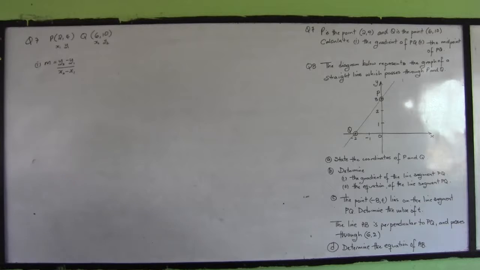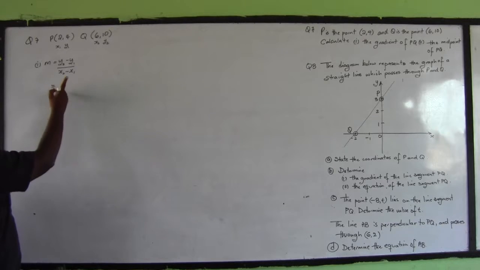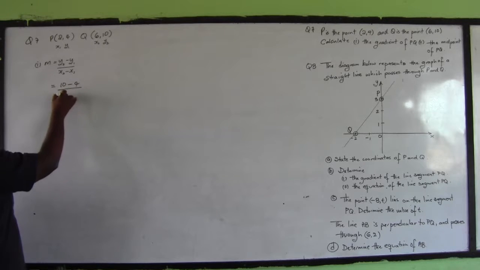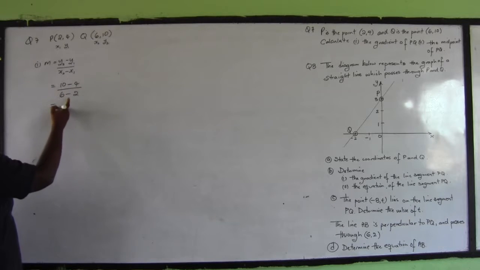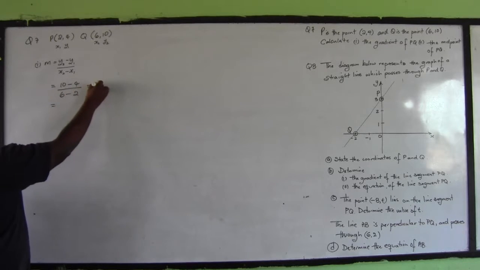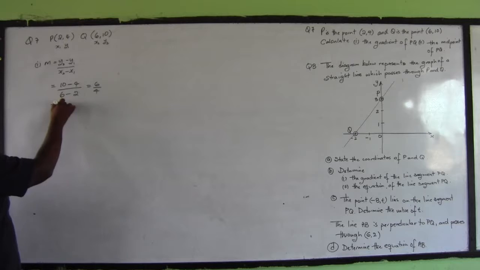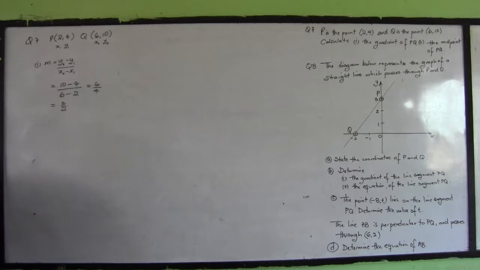Let's put in our values. What is y2? What is y1? What is x2? Minus what is x1? So this works out to be 6 over 4, which works out to be 3 over 2. Did you get that? Talk to me now. The gradient is 3 over 2.